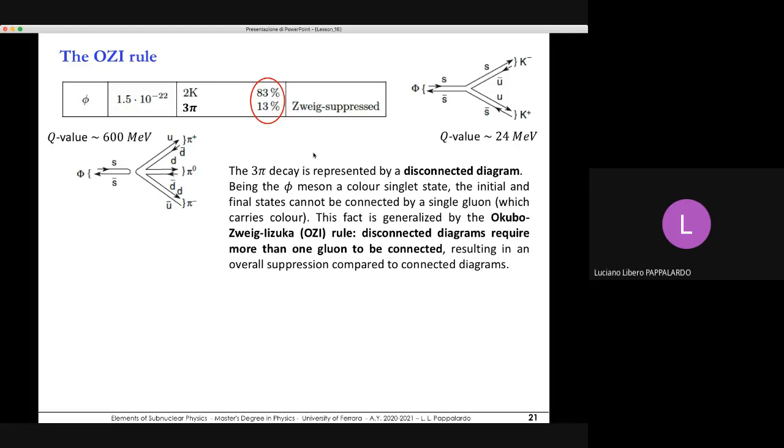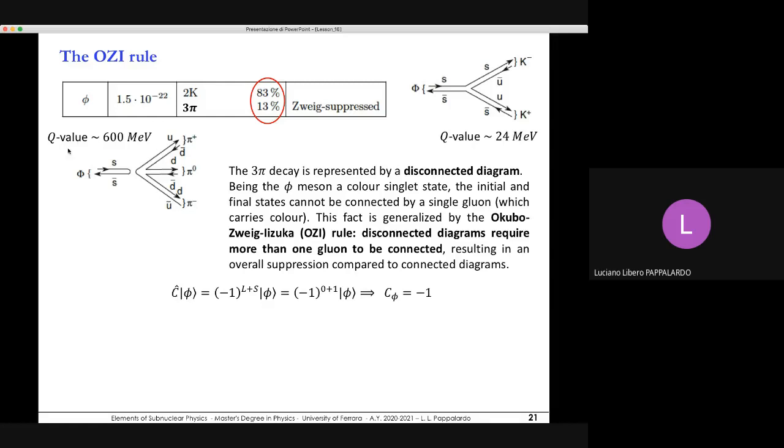Okay, and this fact is generalized by the so-called Okubo-Zweig-Iizuka rule, known as the OZI rule. Disconnected diagrams require more than one gluon to be connected. And this, of course, results in an overall suppression compared to the connected diagrams. So let's now see this in more detail, and how many gluons do we need to connect this diagram. And so let me calculate the charge conjugation of the initial and final state.